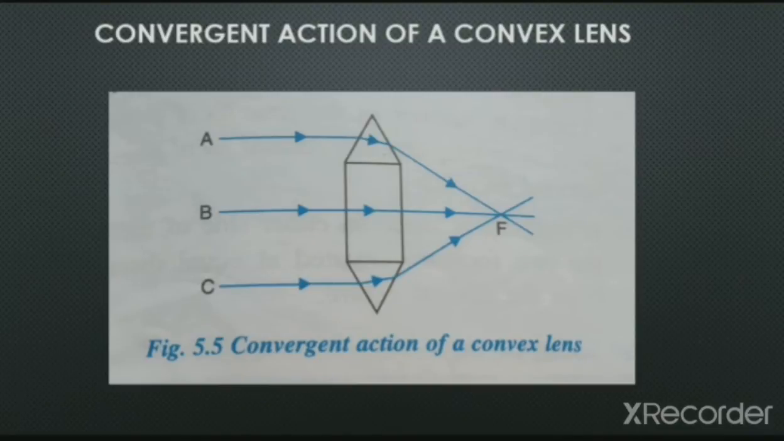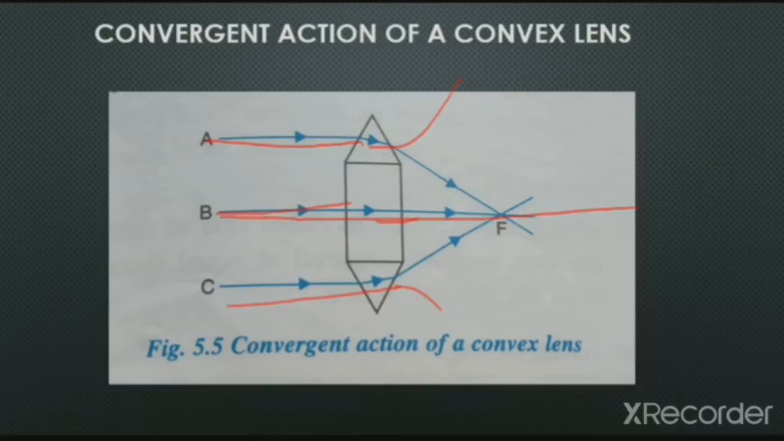As you can see in the figure, the same figure we have used, in which a convex lens is divided into three parts. The upper and the lower part will behave as a prism and the middle part will behave as a glass block. Three rays of light, coming parallel, A, B, C, are striking on the three different parts. The middle one is the glass block. A ray of light striking normally will pass undeviated. We know that it will pass undeviated.